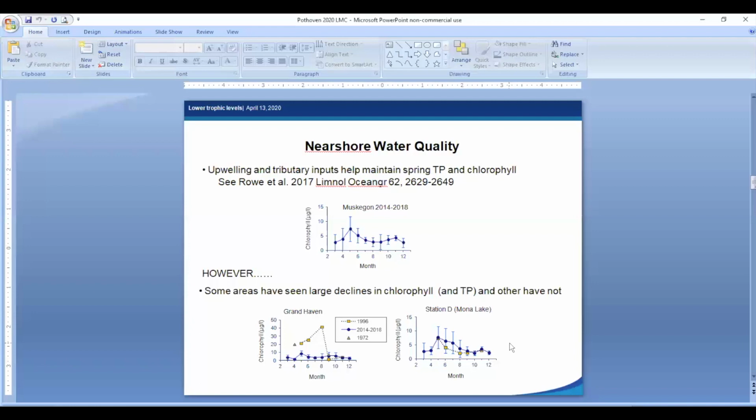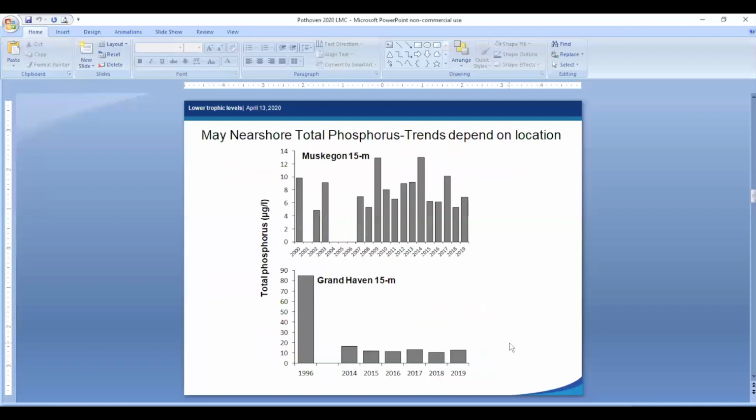So going to one of those indicator periods, again, spring total phosphorus, but this time for the nearshore. And here we see, again, the trends that we see over time depend on location. So at a Muskegon nearshore site, we really don't see any consistent changes over time. And at that Grand Haven site, compared to the mid-90s, we see huge declines in the spring total phosphorus. And this is for May. And for 2019, at least for May, nothing incredibly remarkable about what was going on at either of those two nearshore sites.